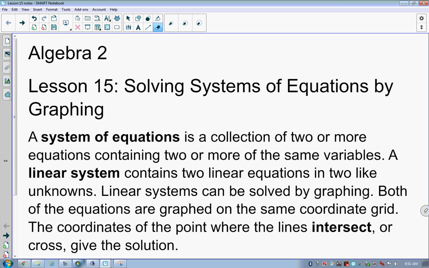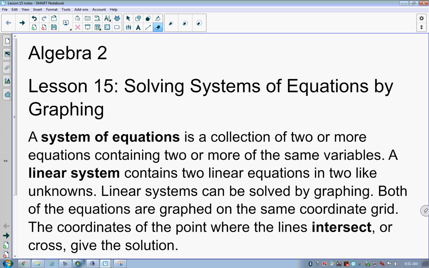Both of the equations are graphed on the same coordinate grid. The coordinates of the point where the lines intersect or cross give the solution. So if they give me two linear equations and they say solve, what they're talking about is where these two lines intersect. The intersection is the solution. So our solution should be a coordinate pair. Does that make sense? Just knowing what kind of answer we're looking for is sometimes helpful.